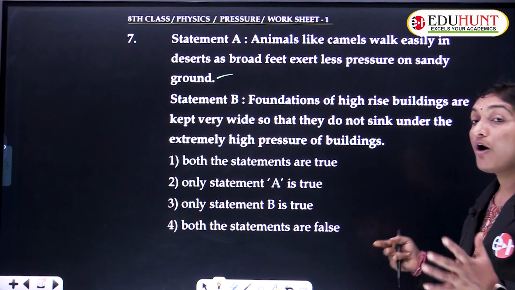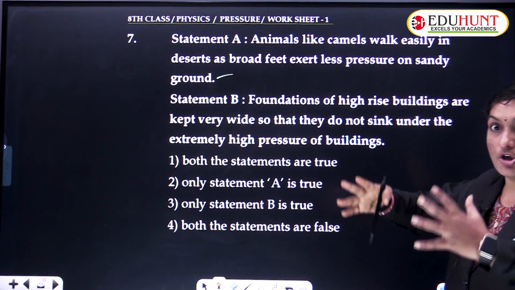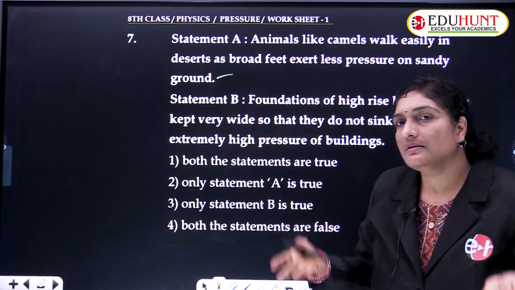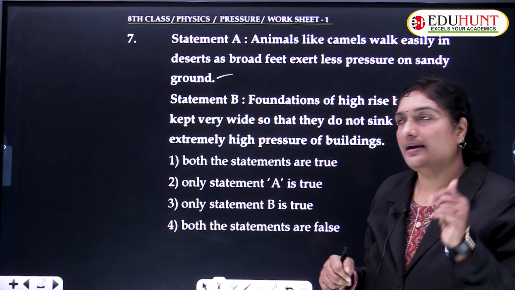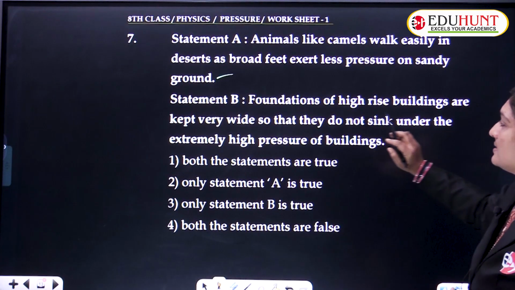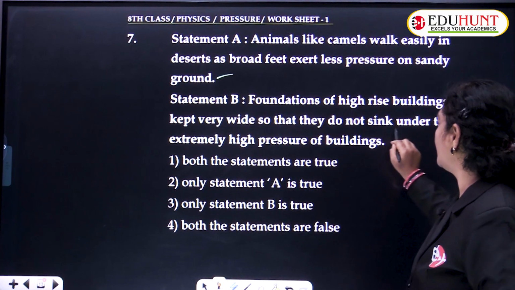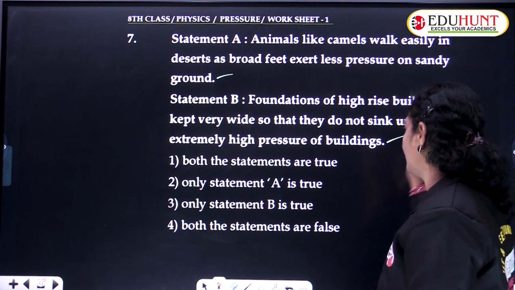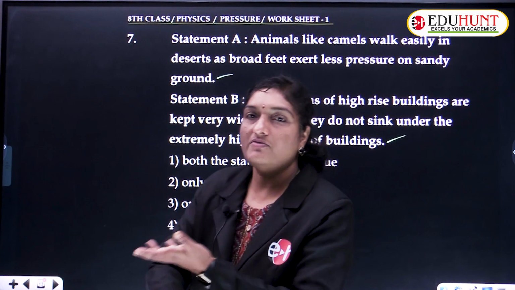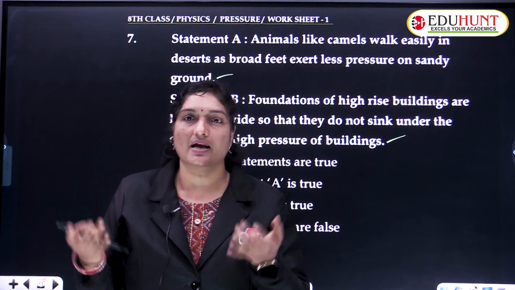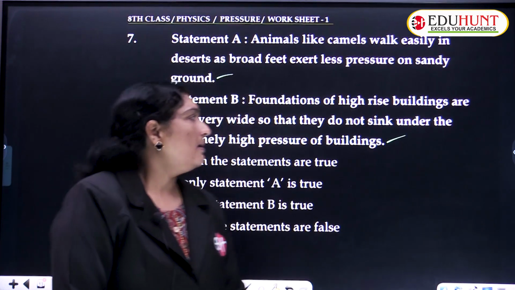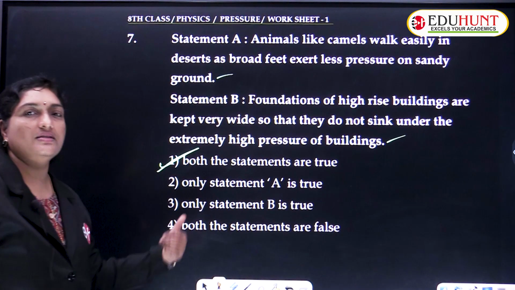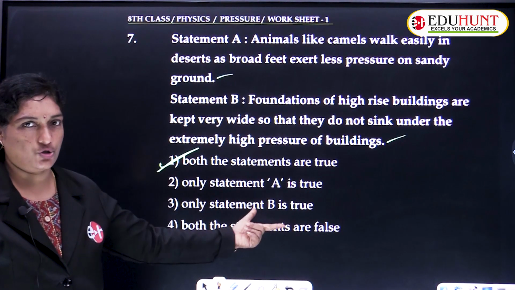Statement B says that foundations of high-rise buildings, tall buildings, are made wider. What is the reason? So that it can exert less pressure. So foundations of high-rise buildings are kept very wide so that they do not sink under the extremely high pressure of the buildings. Of course, this is true. So when their foundations are made wider, they exert less pressure and they do not sink easily inside the ground. Hence, both statements are true. So the only correct option is the first option, that is both statements are true.